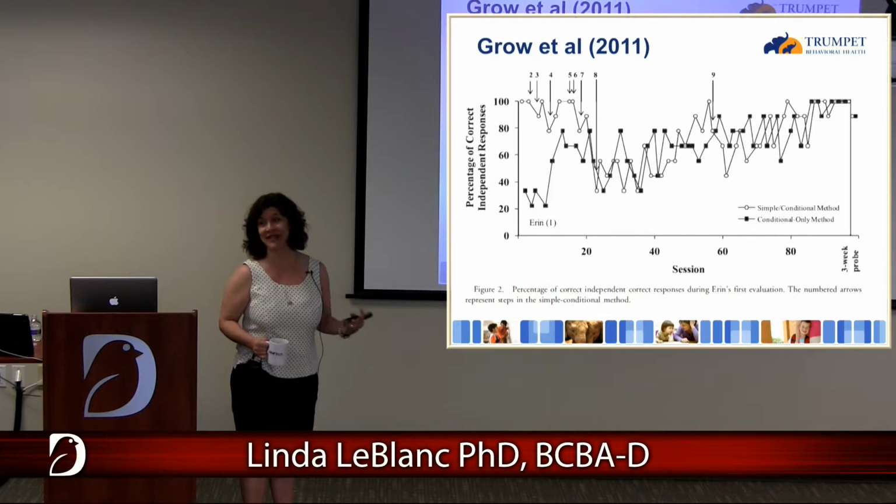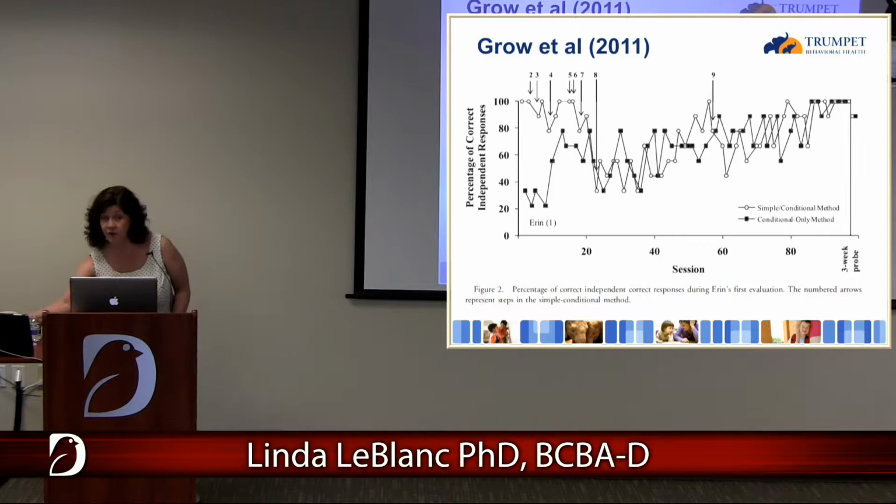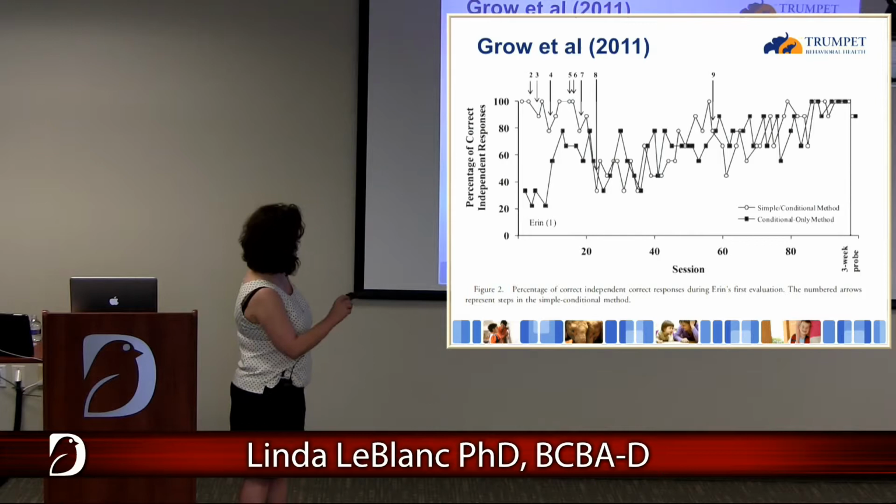Conceptually, this makes perfect sense. From a stimulus control perspective, of course you would do it that way once you think it through, but let's get some data and actually see if it is the better thing to do. So for her dissertation, that's what she did. Here, to orient you, we have percentage of correct independent responses. We have sessions and maintenance probes. The open squares are that simple to conditional.